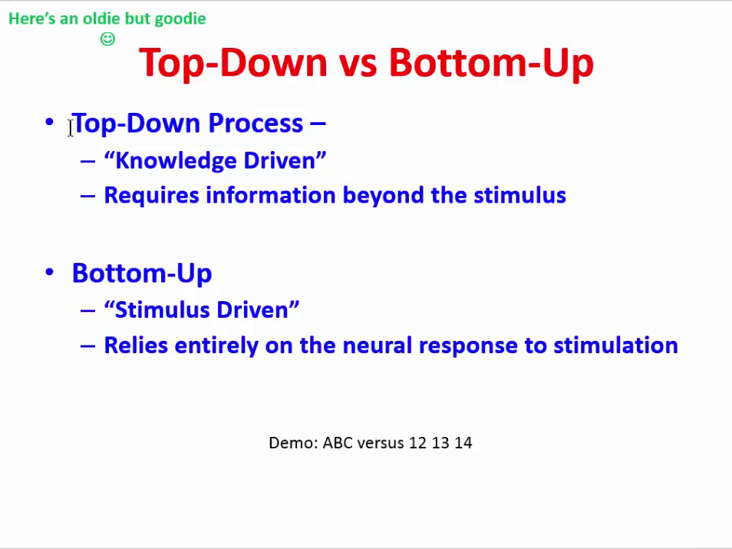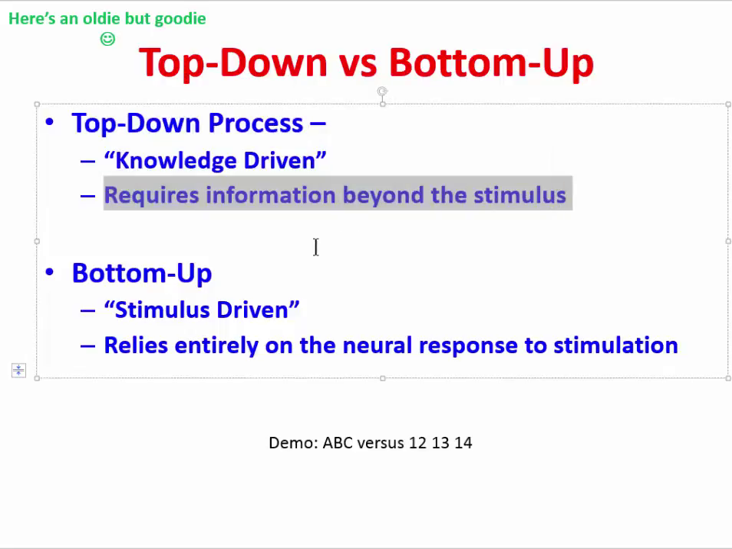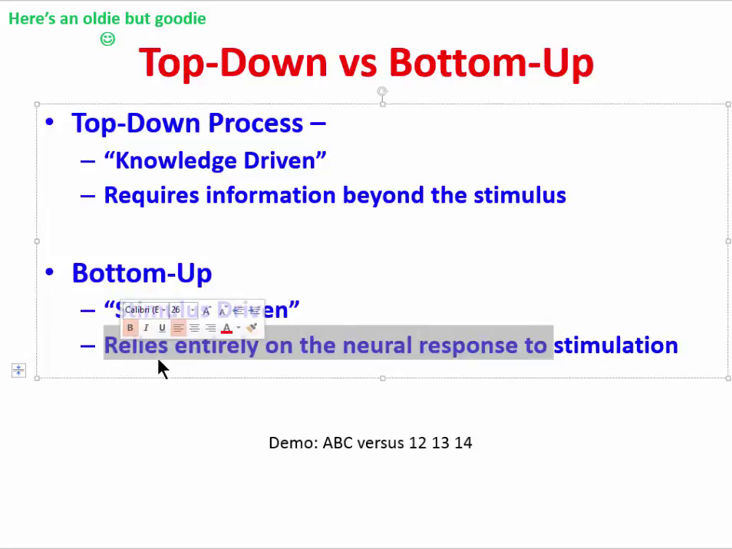We said previously that top-down is knowledge-driven, and it requires information that goes beyond the stimulus. By contrast, the bottom-up processes are said to be stimulus-driven. They rely entirely on the neural response to the stimulation. So again, the physical properties of the stimulus, we see this as being in blue. We see the font as being a particular size.